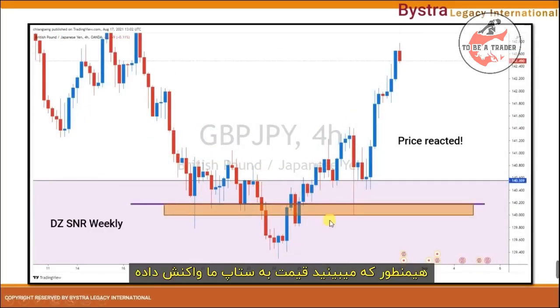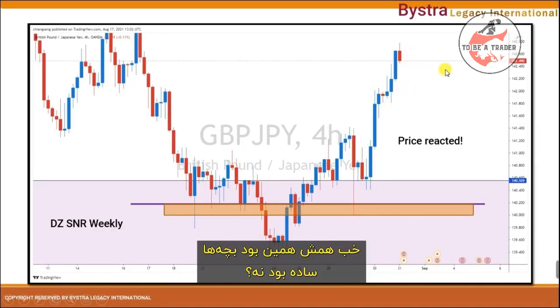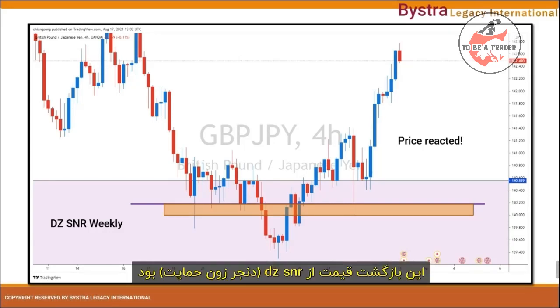As you can see, the price has react to our setup. Price comes down, take our order and go on a new uptrend. So that's all, guys. Simple, isn't it? Okay, this is the rejection for DZSNR at the support.